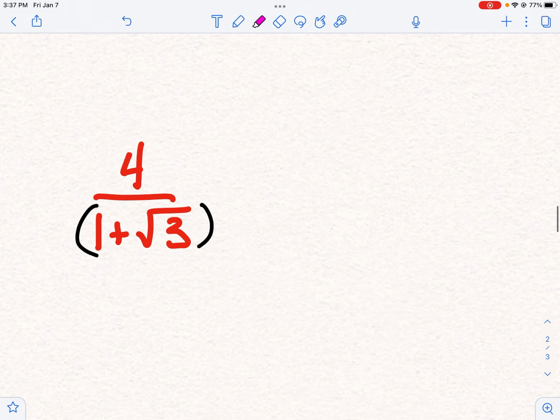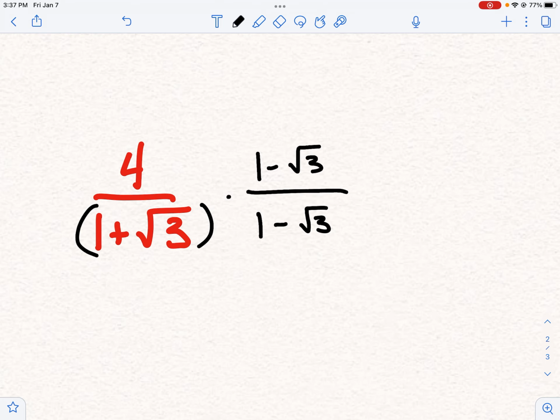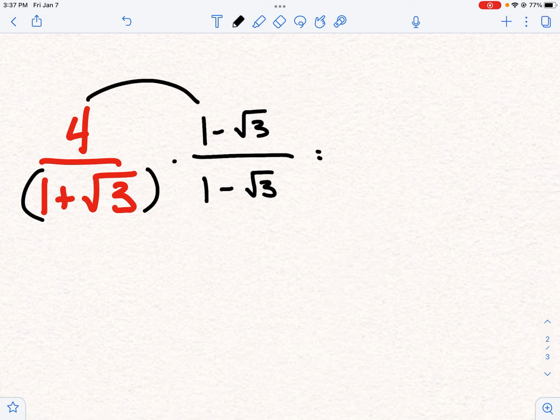We'll come down here, and here comes the conjugate. It's 1 minus the root of 3, and 1 minus the root of 3, because that makes that the same on top and bottom. And here we go. 4 times 1, so think of this as a binomial, so I'll put it in parentheses.